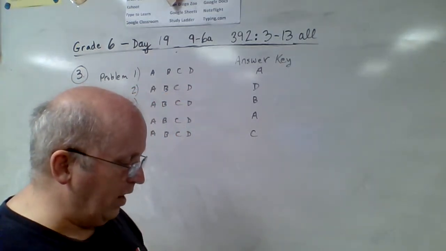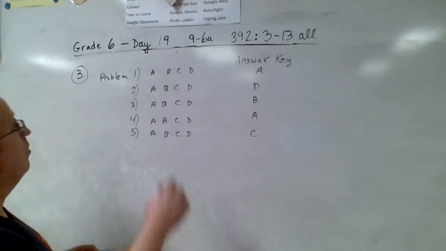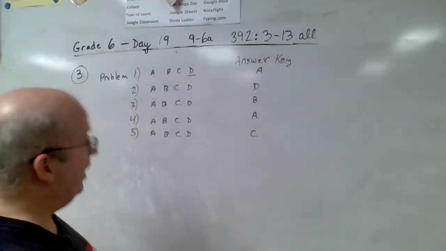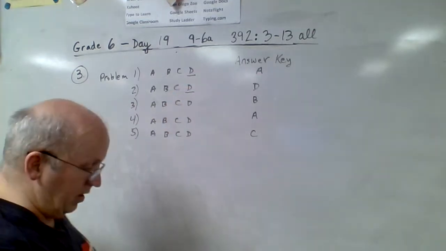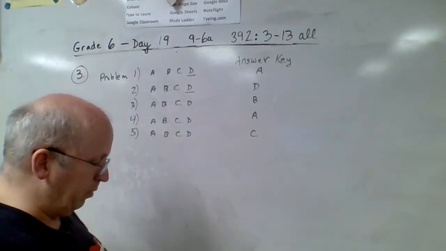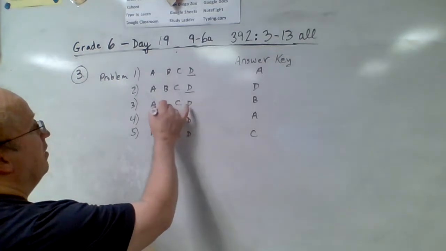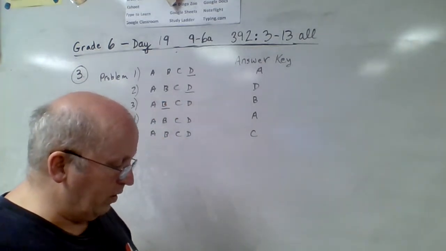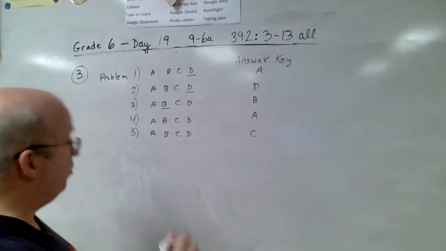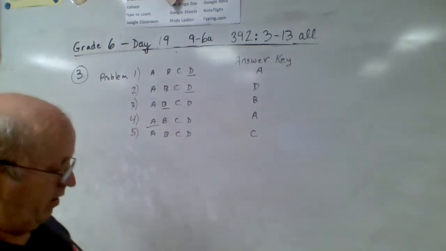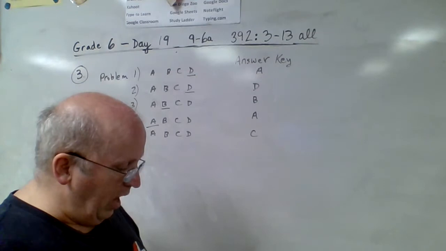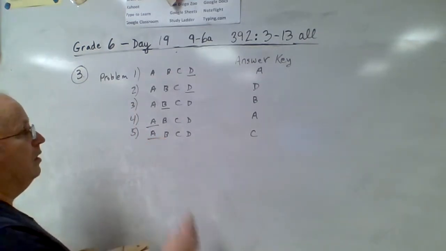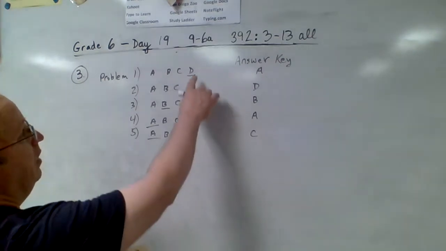For problem 1, I get an answer of D. For problem 2, I get an answer of D. For problem 3, I get an answer of B, boy. For problem 4, I get an answer of A, apple. And for problem 5, I get an answer of A, apple. Let's see how we did.